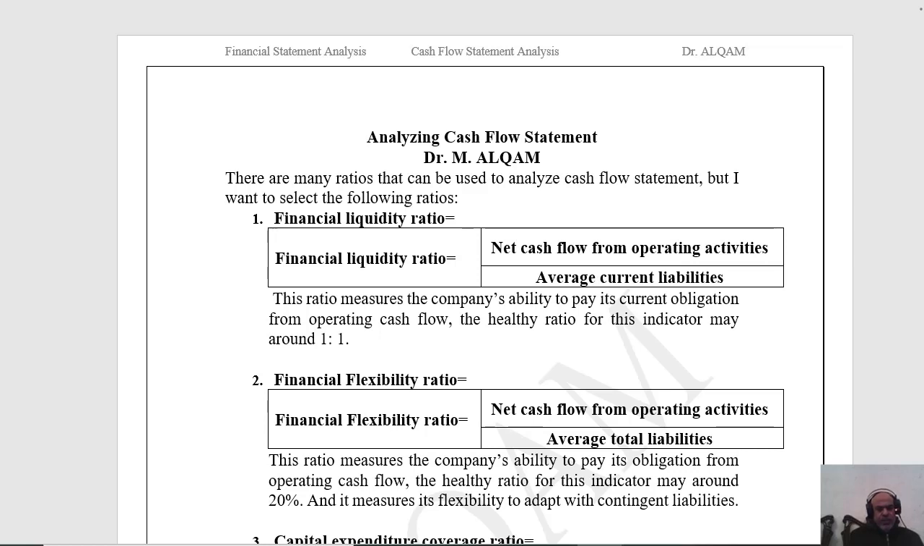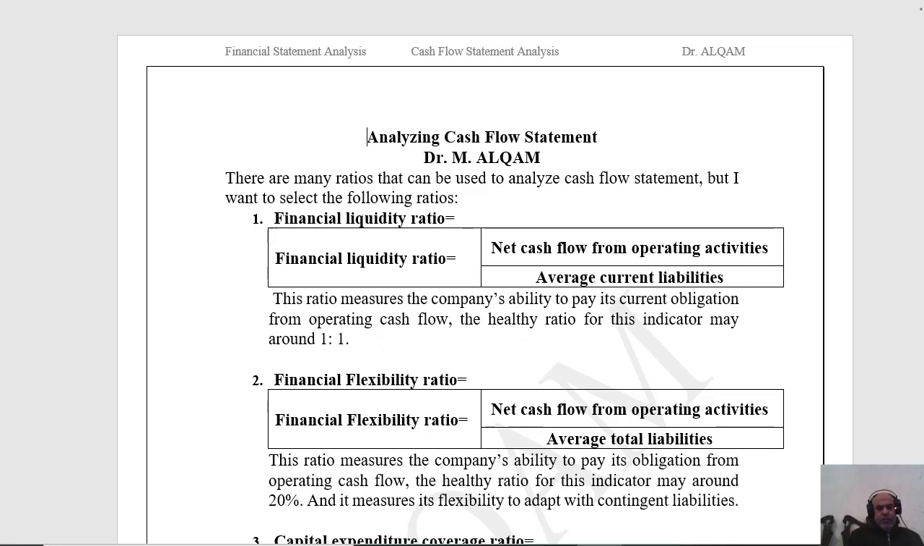The first ratio is the financial liquidity ratio, which equals net cash flows from operating activities over average current assets. This ratio measures the company's ability to pay its current obligations from operating cash flow. The healthy value for this ratio may be around 1 to 1.